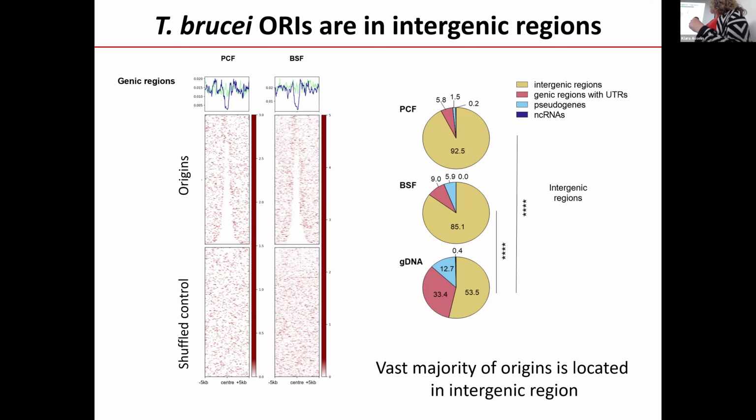The first thing we looked at was where they were located within the genome, and we found that the vast majority of these origins are actually located in the intergenic regions. So here you have heat maps where the origins are plotted around gene sequences sorted by size, and you see that the gene regions are actually devoid of origins. This is a shuffled control, which is composed of regions that have the same size, number, and chromosome location as the origins.